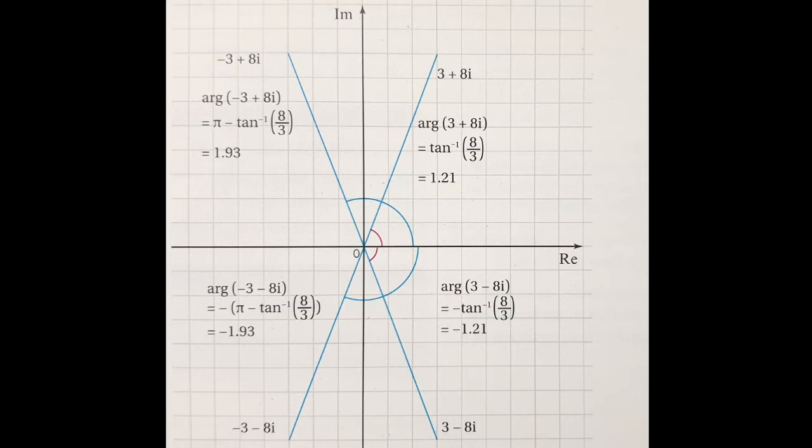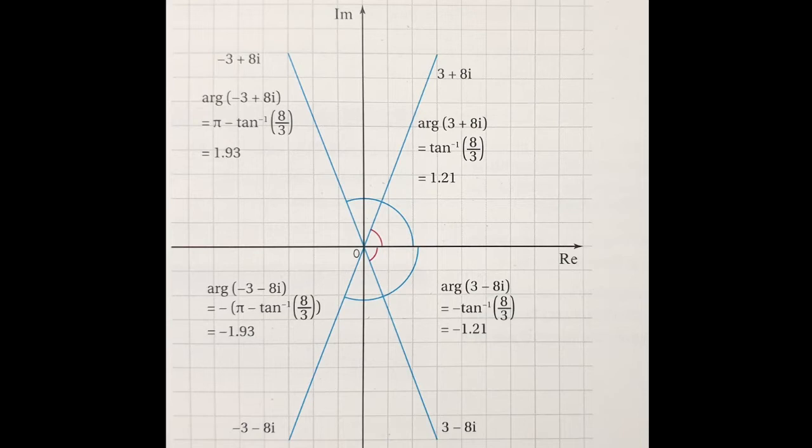Now in the second quadrant, that is minus 3 plus 8i, the real part is negative and the imaginary part is positive. So we write it as pi minus tan inverse of 8 over 3. Then we get our argument. Then in the third quadrant, the argument of minus 3 minus 8i is tan inverse of 8 over 3 minus pi. So that will give you the answer for the third quadrant.